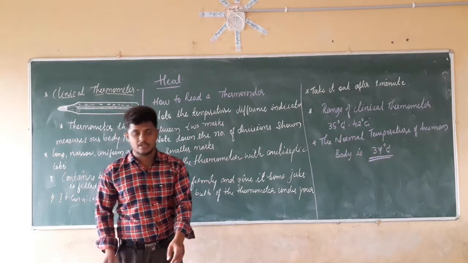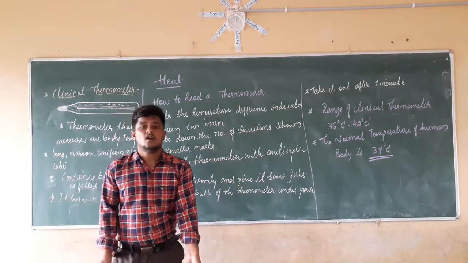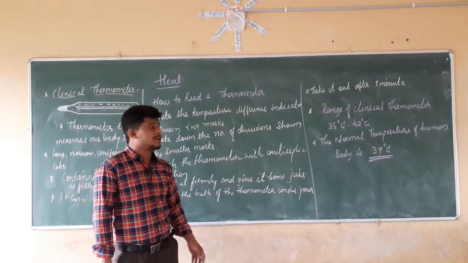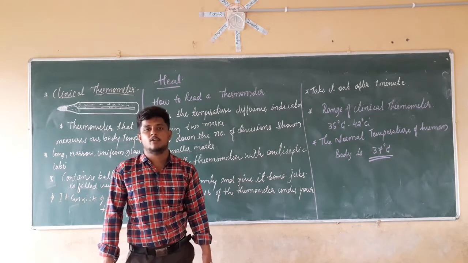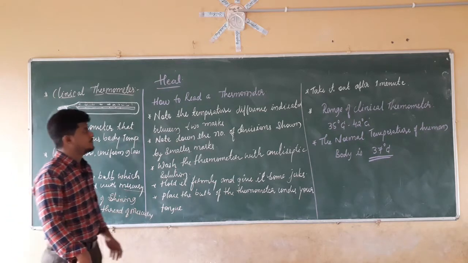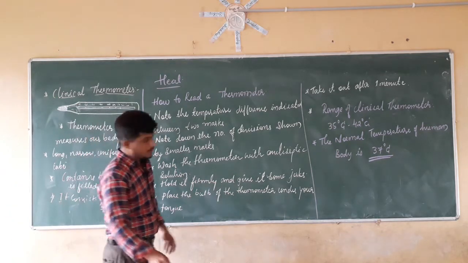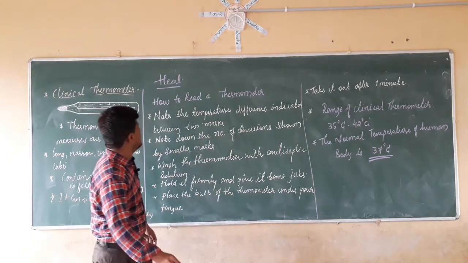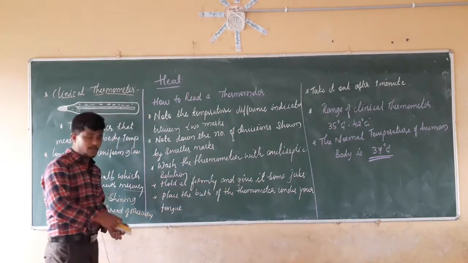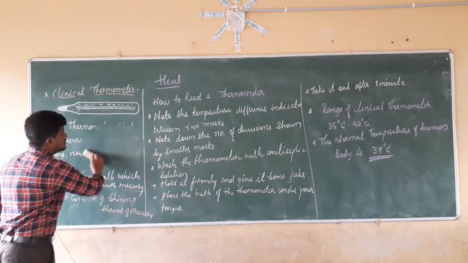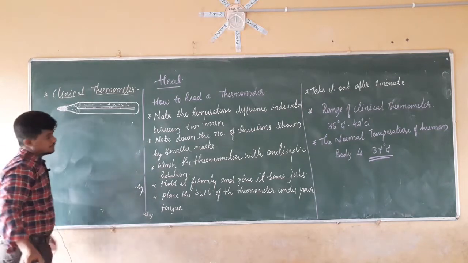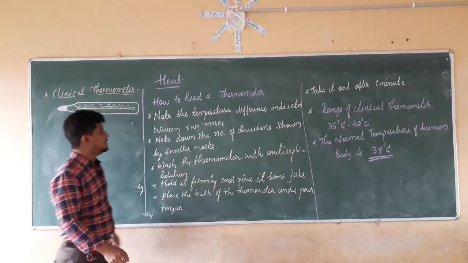Now next, we are going to see how to read a clinical thermometer. We have to read it because we have to check the body temperature. First of all, we have to note the temperature difference indicated between two marks. I hope this is clear. Let me erase this. Note the temperature difference indicated between the two marks.